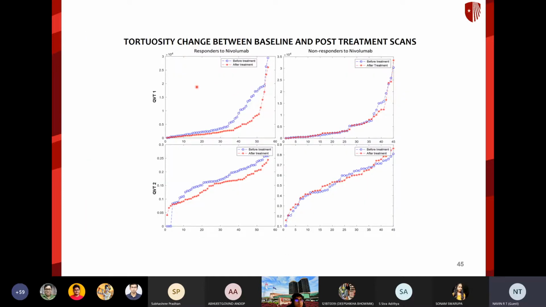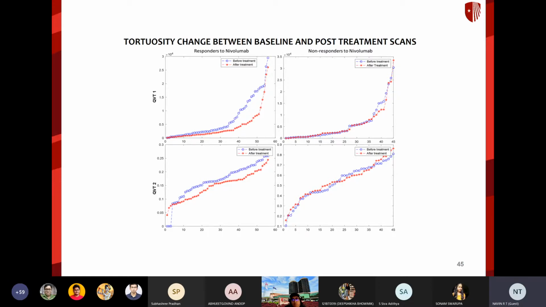Now, what we also saw was when we looked at the tortuosity change between the baseline and the post-treatment scans, the responders to this particular treatment, as a result of the treatment, the tortuosity actually went down. However, in the non-responders, even after the treatment, the tortuosity did not go down, or in some conditions, it actually went up.